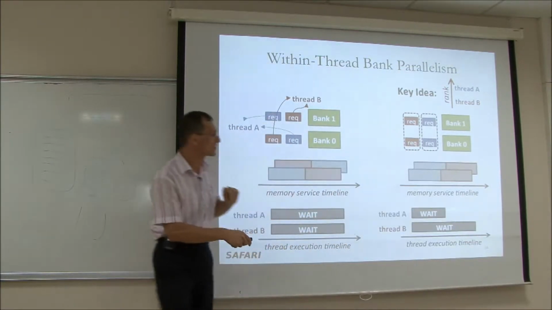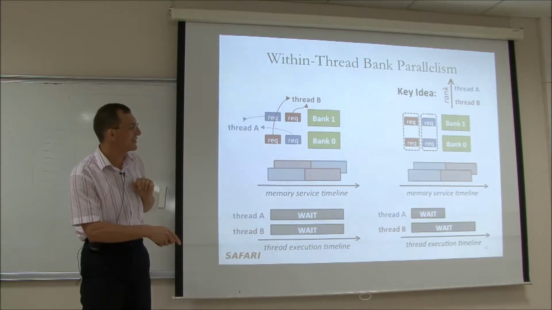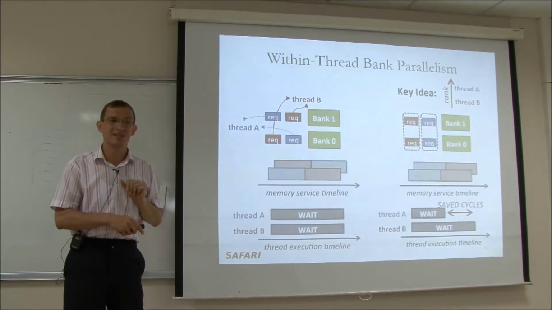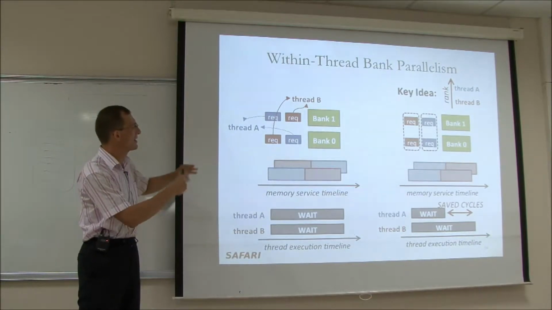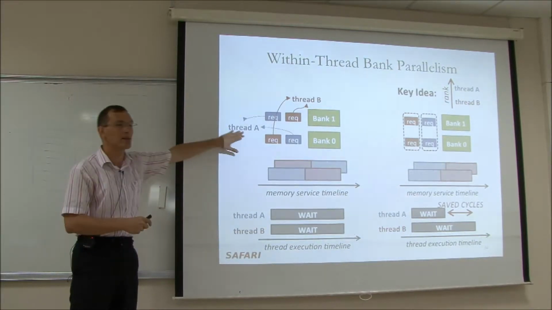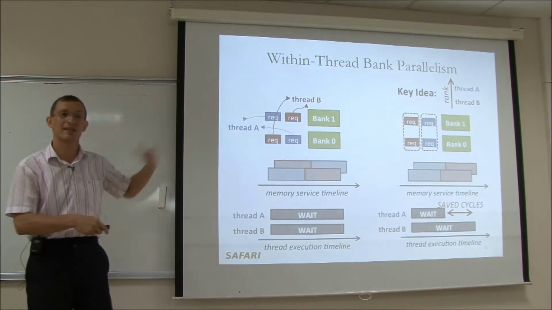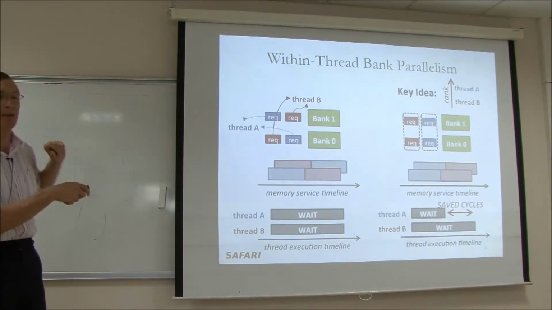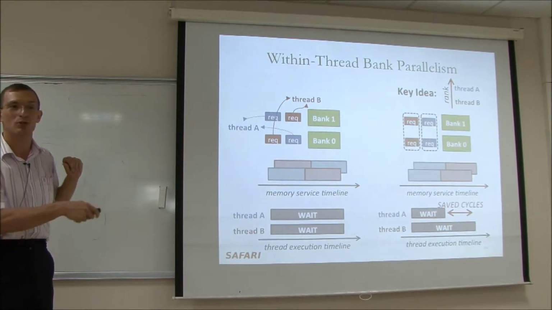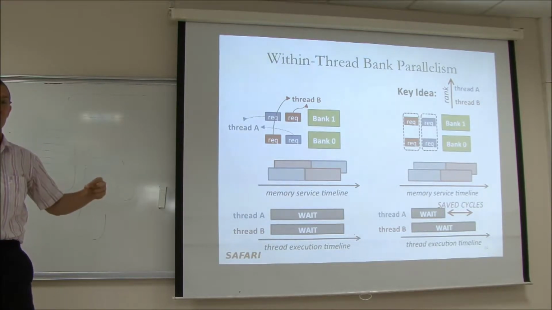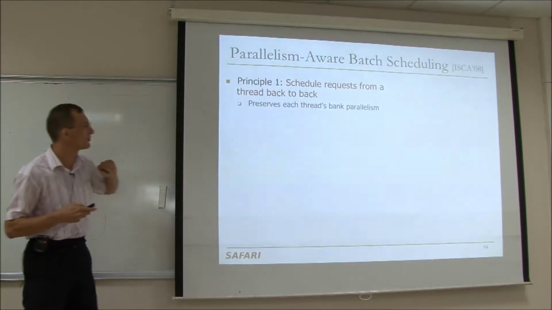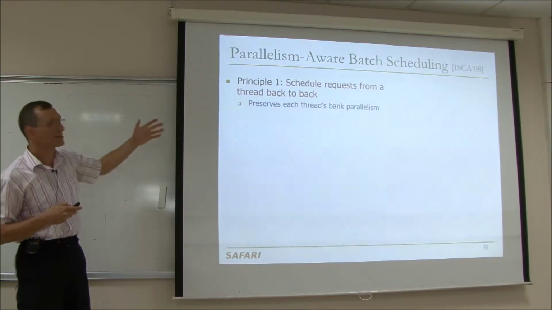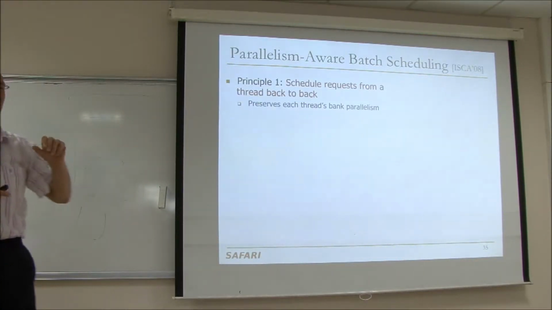And as a result, you get much reduced wait on thread A. And you save cycles. As you increase the number of banks and the number of cores that are accessing memory, this becomes more significant. So that's the key idea of exploiting within-thread bank parallelism. Basically, you make the memory system more regular such that you don't lose bank parallelism. And I'll discuss how we do that when we get to parallelism-aware batch scheduling in more detail. Well, I guess I'm discussing it right now, so it'll be easier later on.